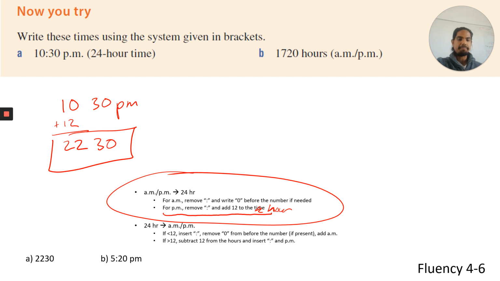For B, I'm moving from 1720 to, now this is going to be AM or PM. If it's above 12, we are in PM time. So let's follow these rules down here. Subtract 12 from the hours. So 17 is my hours, minus 12 gives me 5.